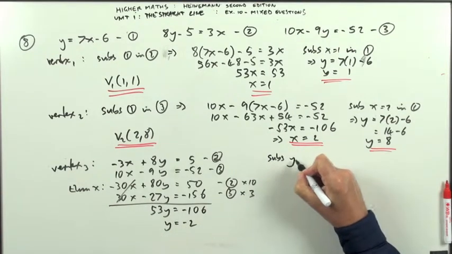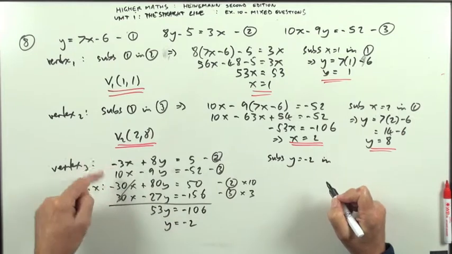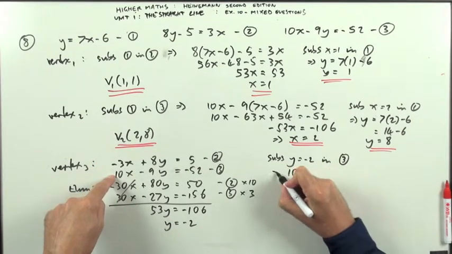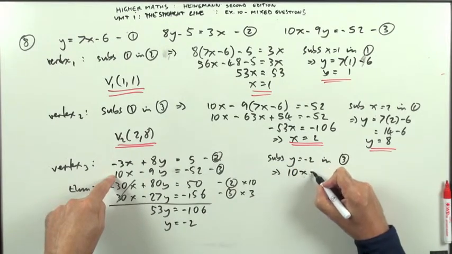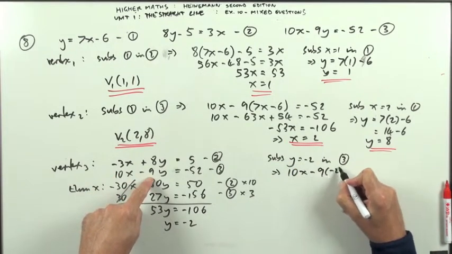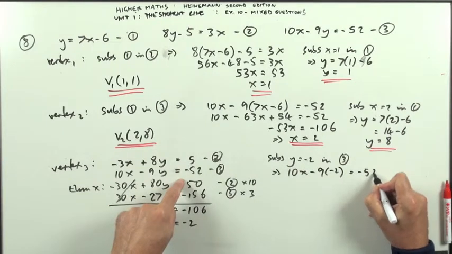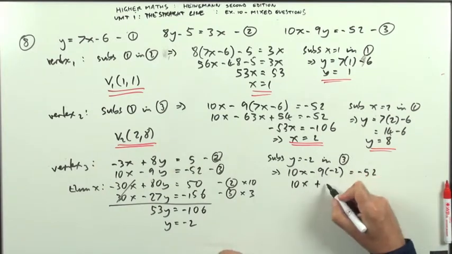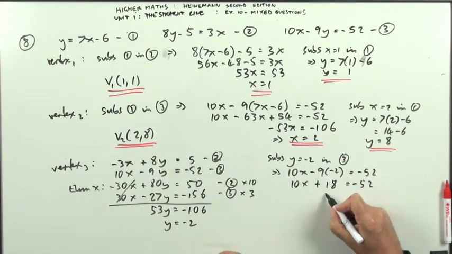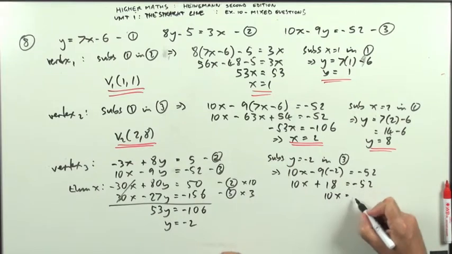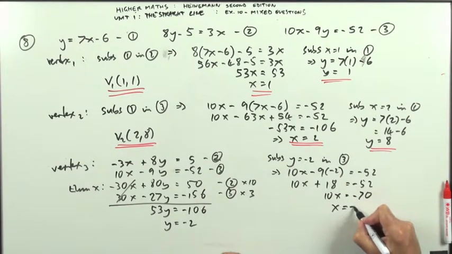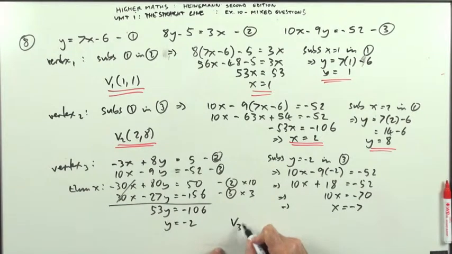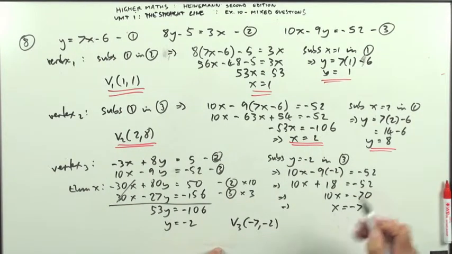Then substitute y equals negative 2 into whichever one's better to find x, probably the bottom one, keeps it positive. So this would read 10x minus 9 times negative 2 equals negative 52. So that's 10x plus 18 equals negative 52. So that's going to be negative 70 then, so x equals negative 7. There were a lot of lines just to get down to that. Which means V3 is the point (negative 7, negative 2).